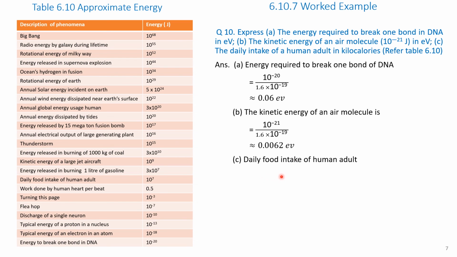Part C, the daily food intake of a human adult, is 10 to the power of 7 joules, which is given in the previous table, divided by 4.2 into 10 to the power of 3 joules per calorie. To convert it into calories, we use the division factor 4.2 into 10 to the power of 3. There we get 2400 kilocalories.